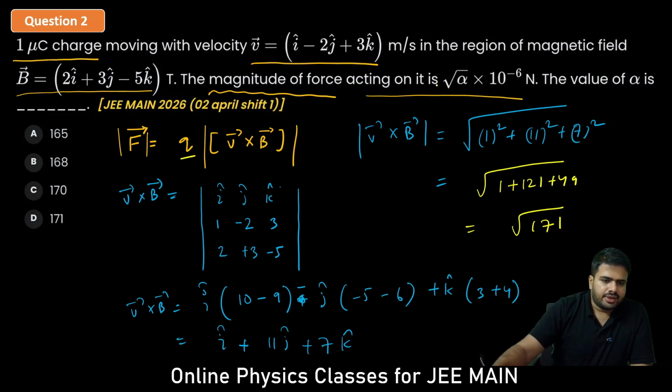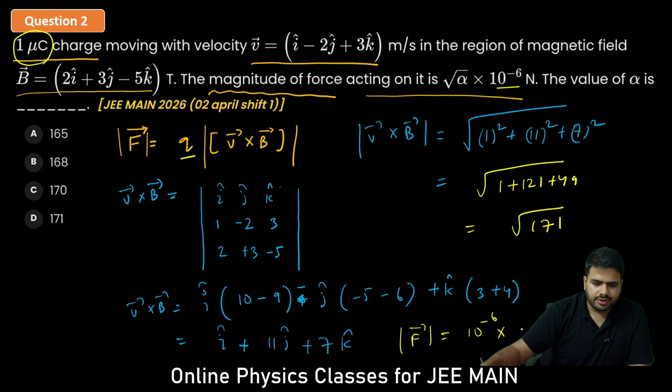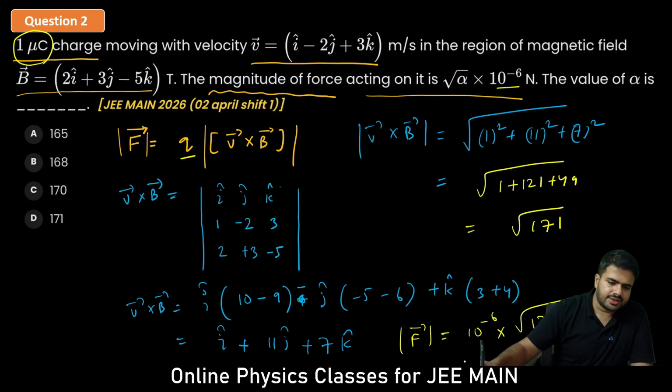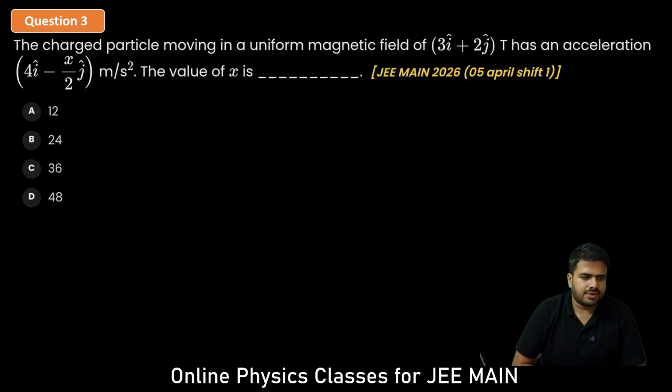The Q value is already given, 10 to the power minus 6. 1 microcoulomb charge is there, so 10 to the power minus 6. If we write the force magnitude, we are getting Q, 10 to the power minus 6, multiplied with the magnitude of V cross B, that is root over 171. In the question they have given root alpha into 10 to the minus 6. On comparing this, alpha easily we can say is 171.